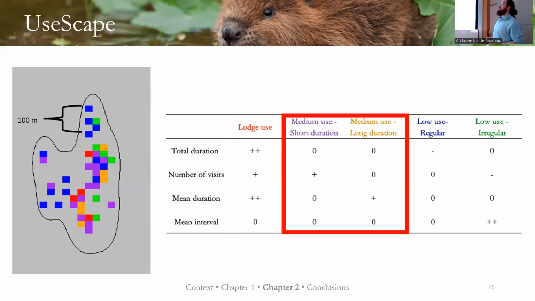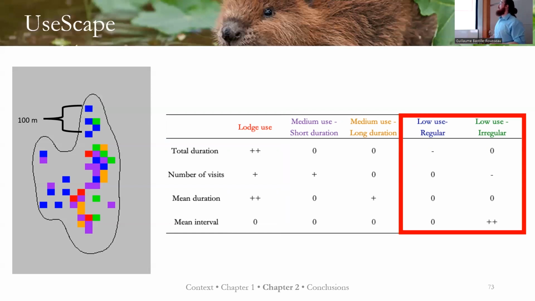In addition to this, we identified these two medium use clusters, medium use short duration and medium use long duration. And something I'd like to note is you'll notice that total duration for these was very similar, but this arose from a combination of different movement properties. In the case of medium use short duration, we had a high number of visits and an average mean duration. Whereas in the medium use long duration, it was just an average number of visits with a higher average duration of those visits.